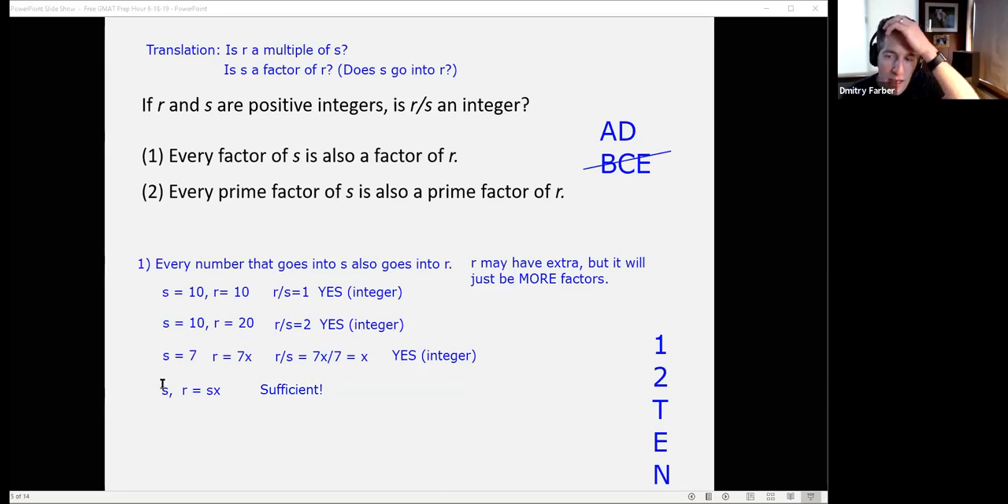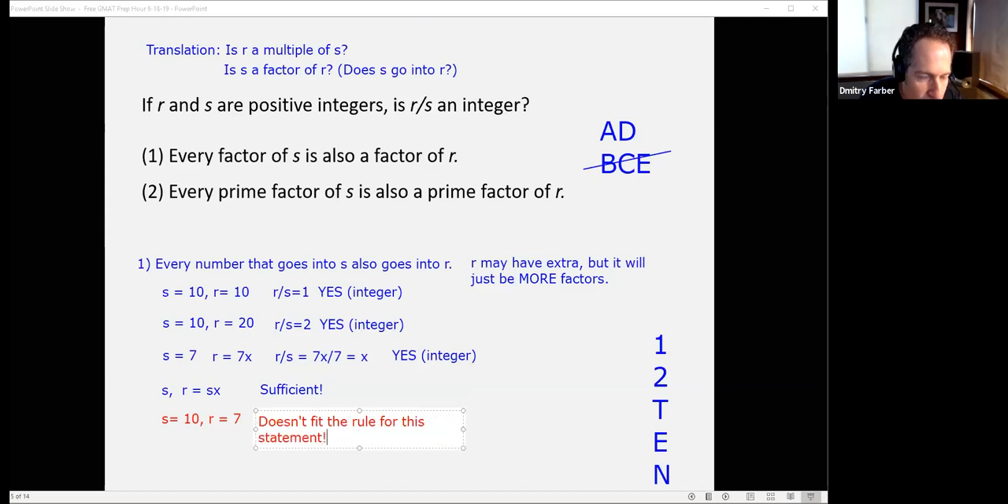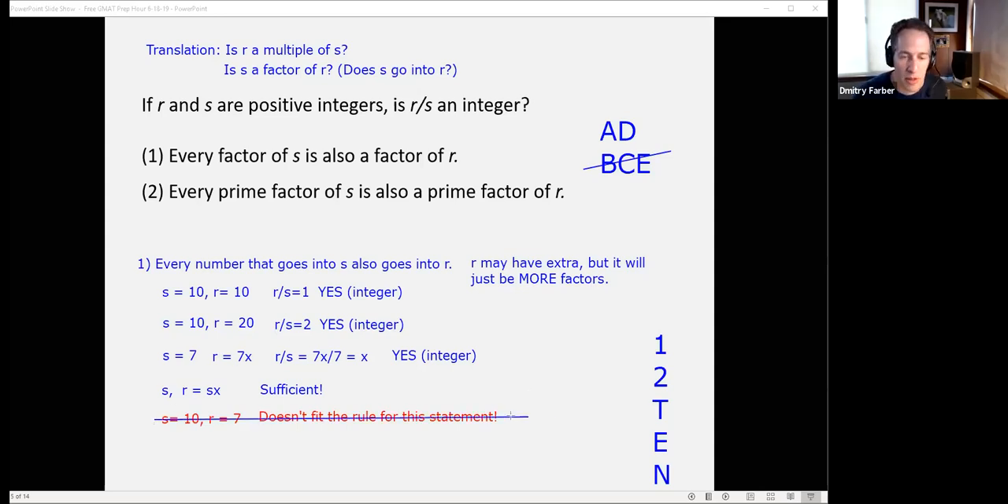And then you ask if S was 10 and R was 7, that wouldn't follow the rules, right? Because if S is 10 and R was 7, or for that matter the other way around, that no longer fits. It doesn't fit the rule for this statement, because the rule says that every number that goes into S has to go into R, and none of the factors of 10 except for 1 go into R. 2 doesn't go into R, 5 doesn't go into R, 10 doesn't go into R. So if that's the case, I don't say, ooh, that's insufficient. I say, oh, I can't use these numbers, right?